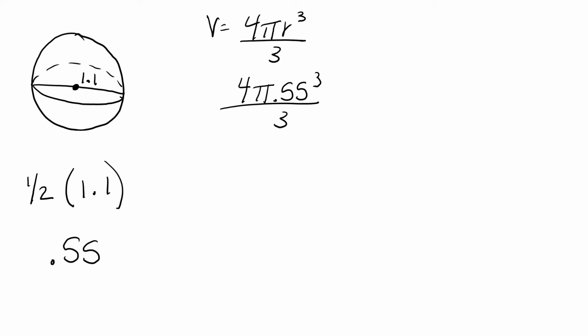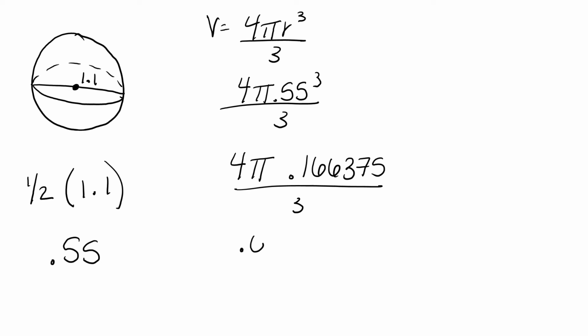We solve the exponents first, so 0.55 to the third power is 0.166375. We multiply that by 4 and get 0.6655. We divide that by 3 to get 0.22183 repeating.